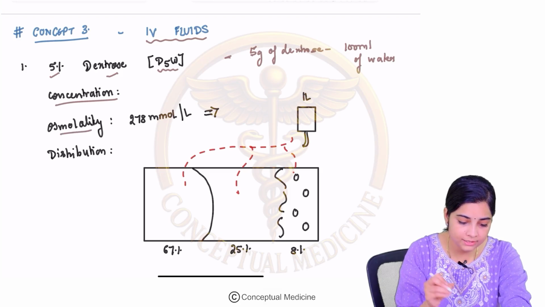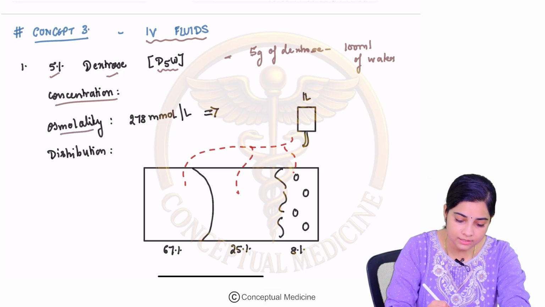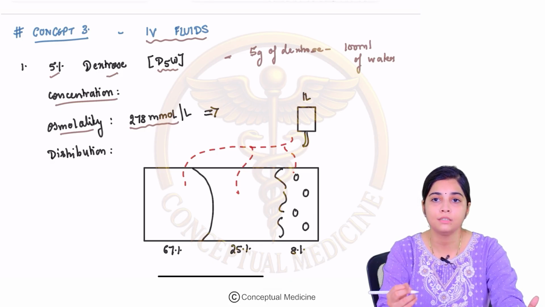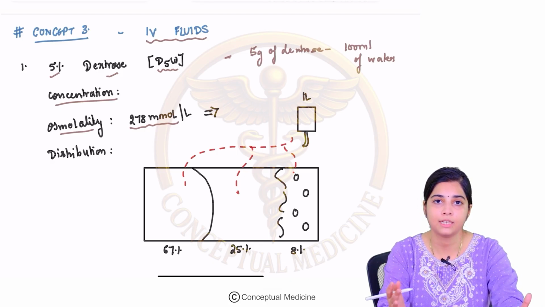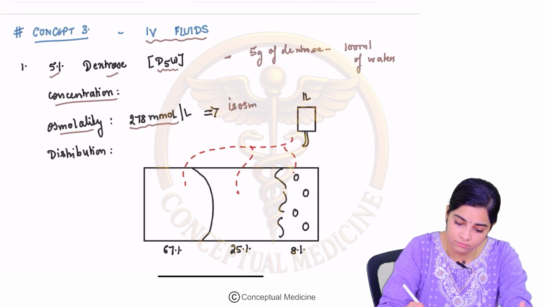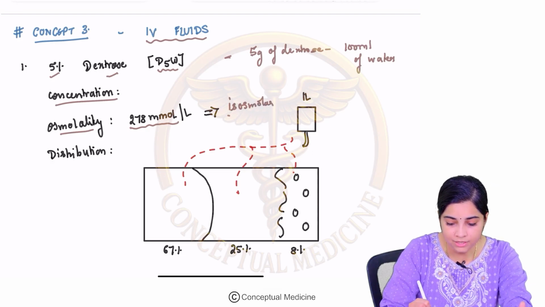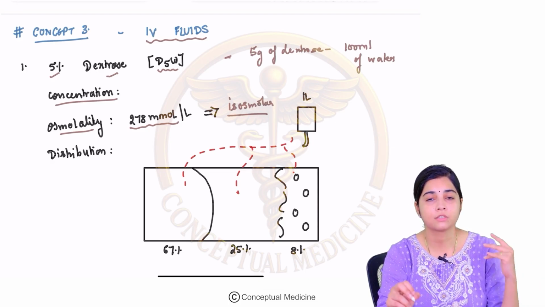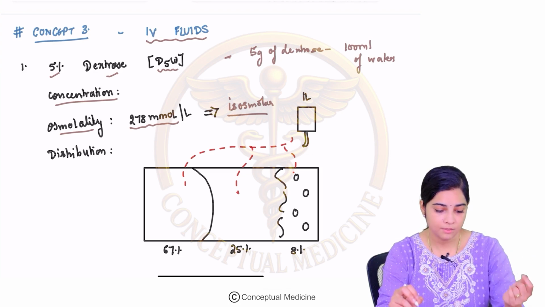Then the osmolality of 5% dextrose is around 278 millimoles per liter. So we have just learnt what the normal serum osmolality is. It is around 280 to 290 millimoles per liter. That means this is almost isoosmolar to the plasma. So this is a good IV fluid because it is almost isoosmolar to the plasma.